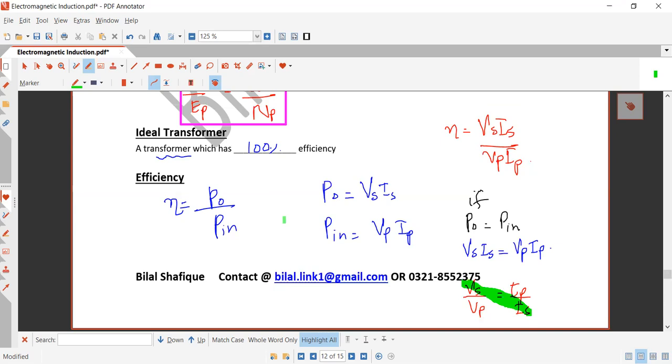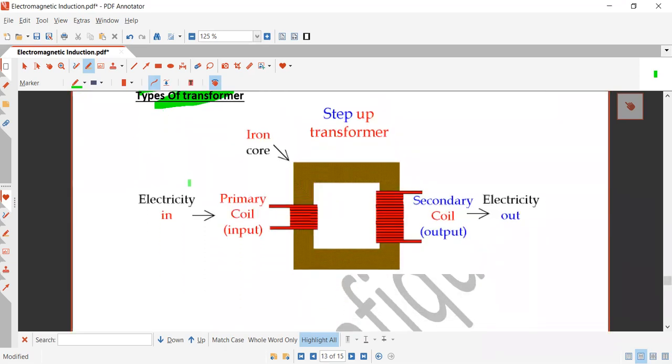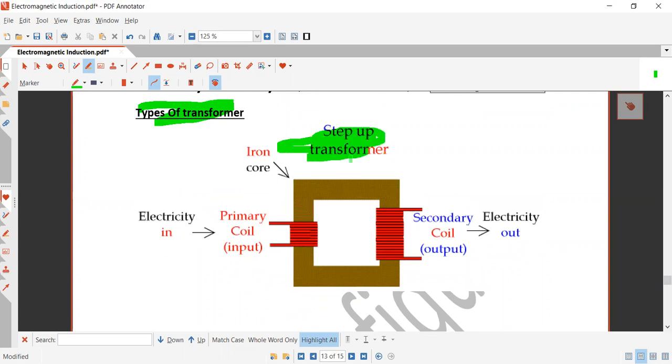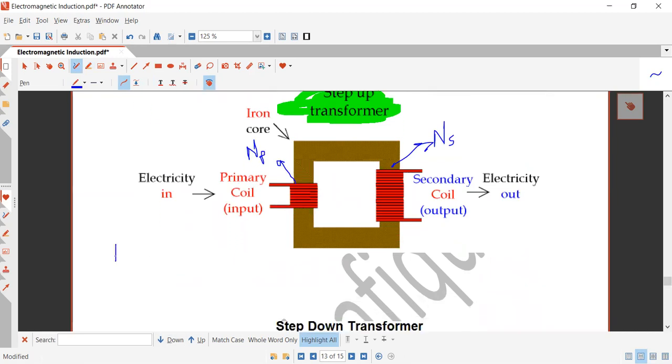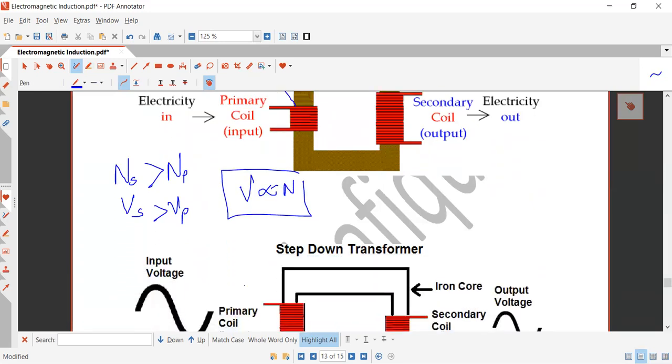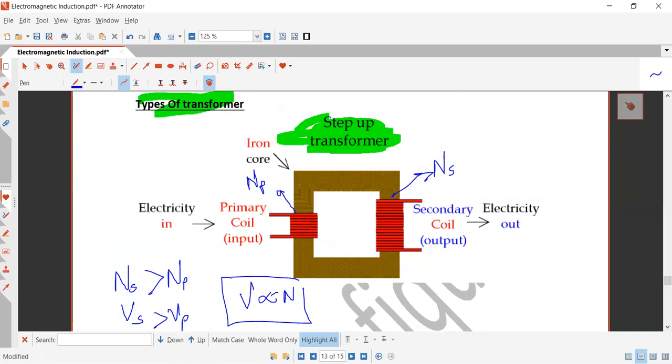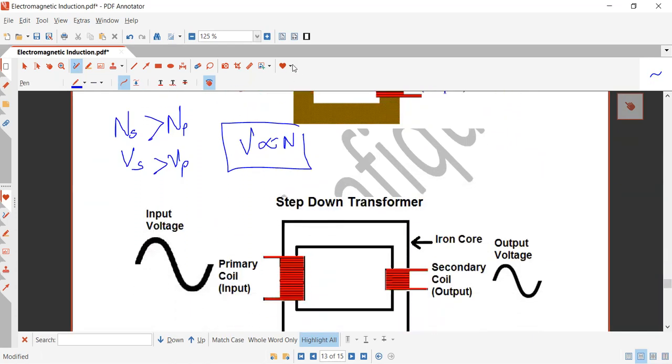Okay. So now types of transformers. Students, the first type of transformer is the step up transformer, right? What is happening here? The secondary number of turns is more than the primary number of turns. So the voltage of the secondary is also more than the voltage of the primary, because the voltage is directly proportional to the number of turns. So this is what we call the step up transformer. And what about the other one, students?